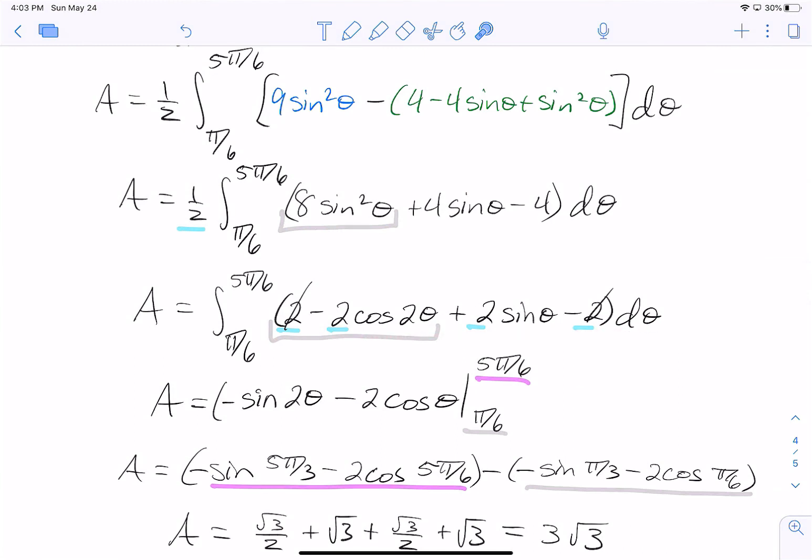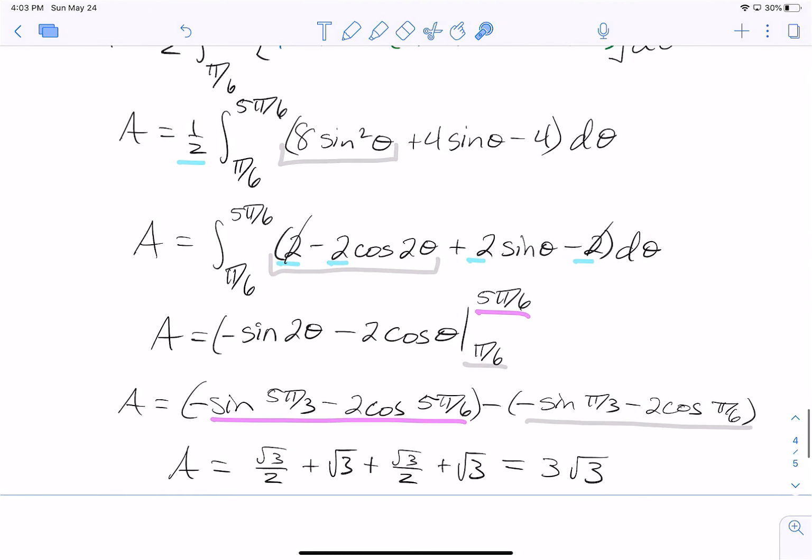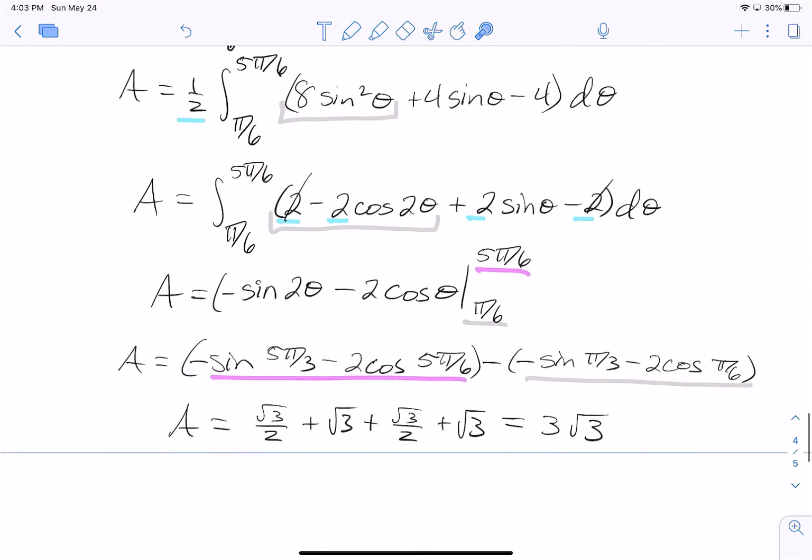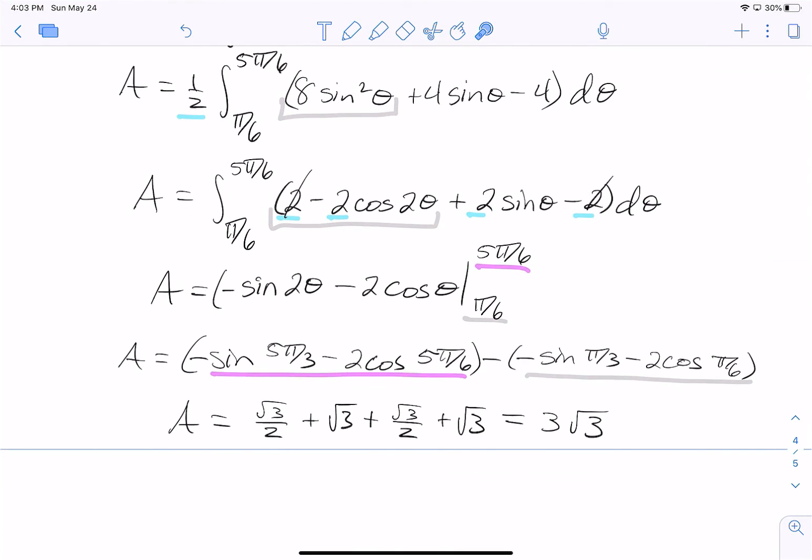We end up with area equal to the integral from pi over 6 to 5 pi over 6 of 2 minus 2 cosine of 2 theta, that's the power reducing formula and the 1/2 out front, plus 2 times the sine of theta minus 2, that's just from distributing the 1/2 into the other two terms. The 2s subtract out. We integrate the cosine and the sine. We end up with the area equal to the quantity of negative sine of 2 theta minus 2 cosine theta evaluated from pi over 6 to 5 pi over 6. And by substituting those values in for theta, we end up with a final answer of 3 times the square root of 3.